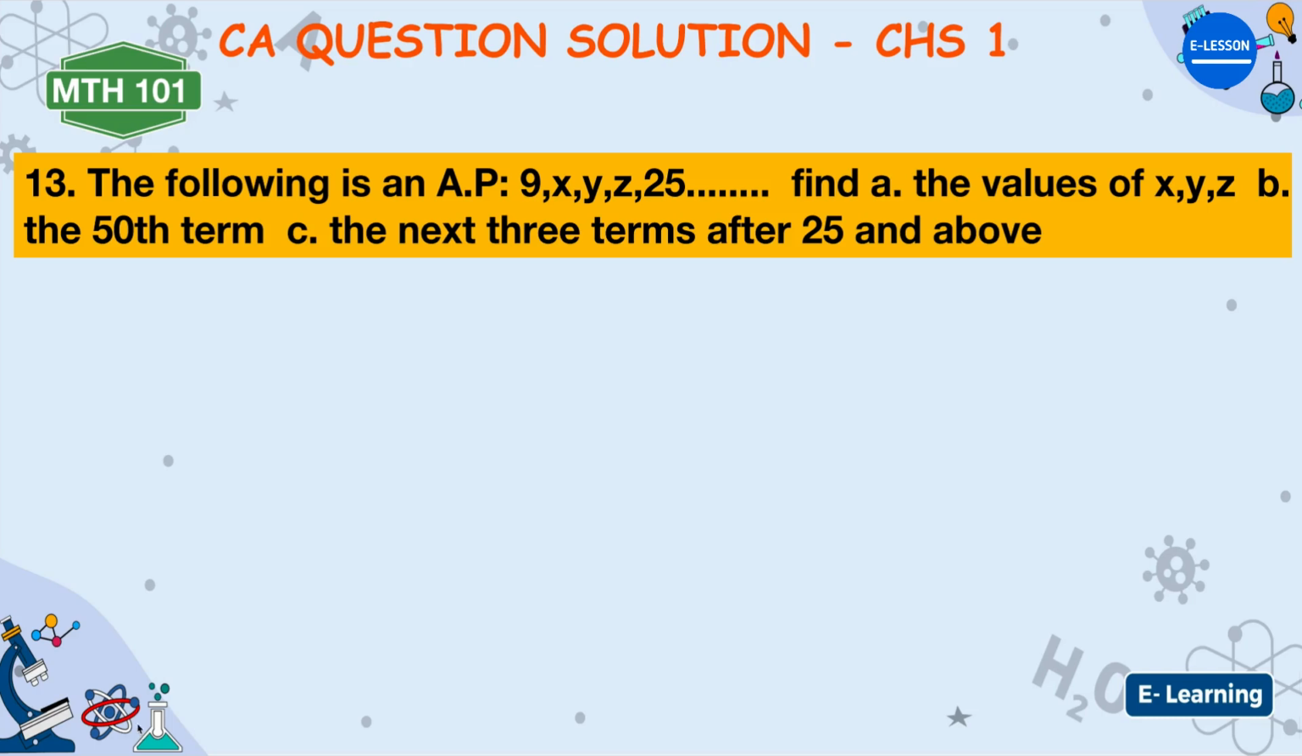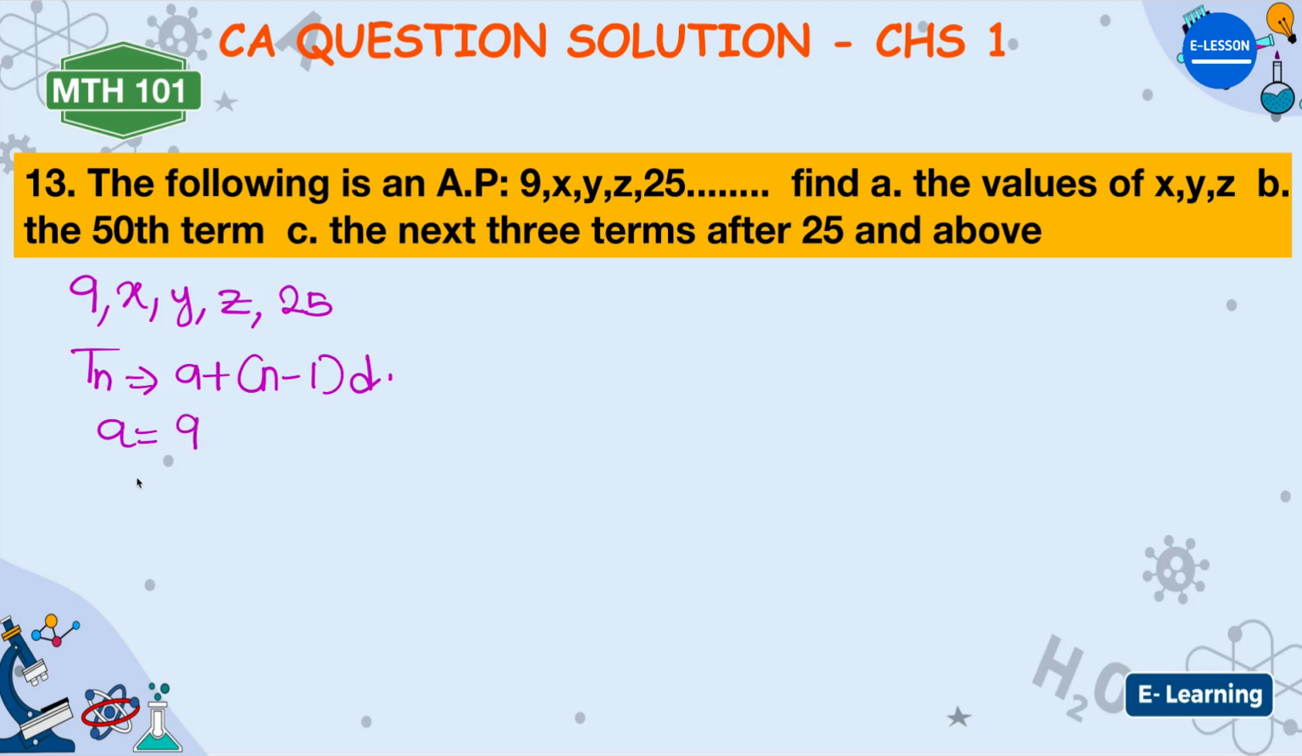Find the value of X, Y, and Z. Arithmetic progression. You have 9, X, Y, Z, 25. Find the value of X, Y, and Z. And then B, the 50th term, and then the next 3 terms after 25. Now, the nth term of an arithmetic progression is given by Tn is equals to A plus (N minus 1) D. In this case, our A, the first term, is 9.